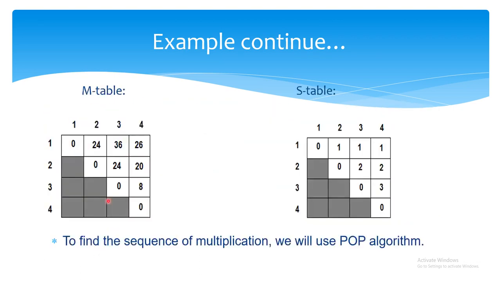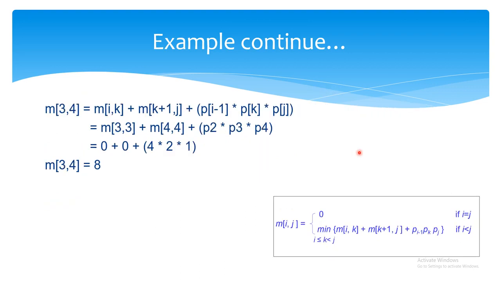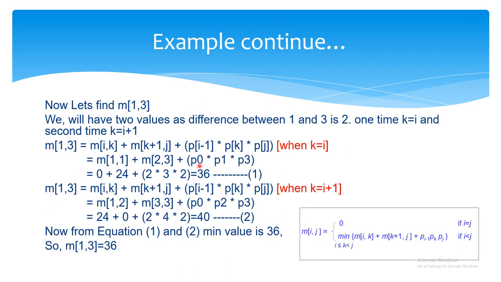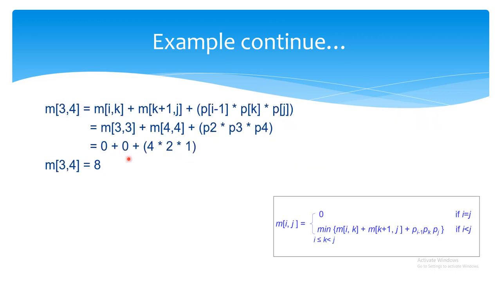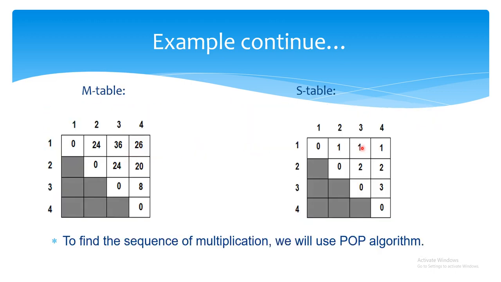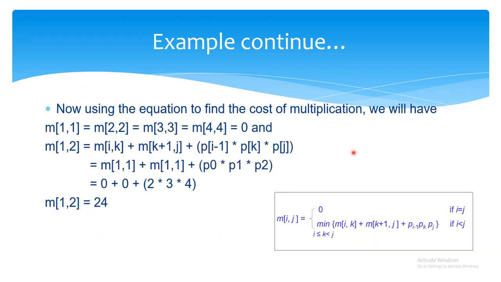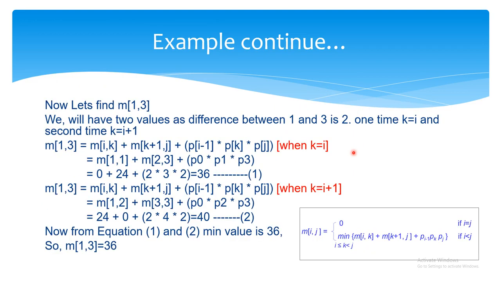So M13 is equal to 36, you have to consider that. And why have we written 1 here? When we considered the value 36, what was the value of k? It was 1, so k equal to i. The value of k was 1. That's why S13 I have to write down equal to 1. I hope that's clear.